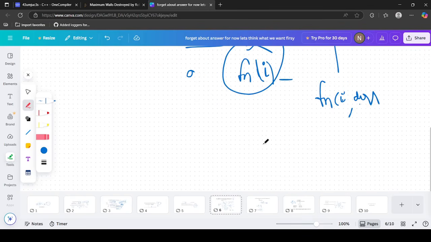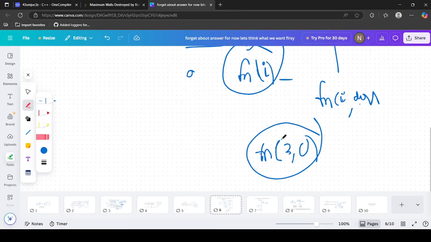So for example, function of 3 comma 0 means the maximum answer possible till index 3, such that the robot at index 3 fired the bullet at right. So 0 is right and 1 is left. So function of 3 comma 0 indicates the maximum answer we got till index 3, such that the robot at index 3 fired the right bullet.